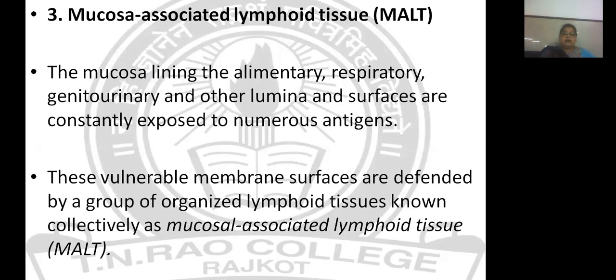The third and again very important secondary lymphoid organ is mucosa-associated lymphoid tissue, called MALT. The different mucosal linings of the alimentary canal, respiratory tract, genitourinary tract, and other lumens and surfaces are constantly exposed to numerous antigens. They are the primary site. These vulnerable membrane surfaces are defended by a group of organized lymphoid tissue known collectively as mucosa-associated lymphoid tissue.